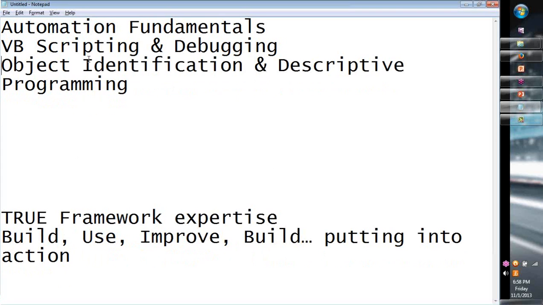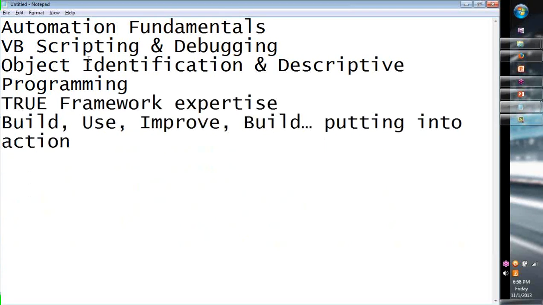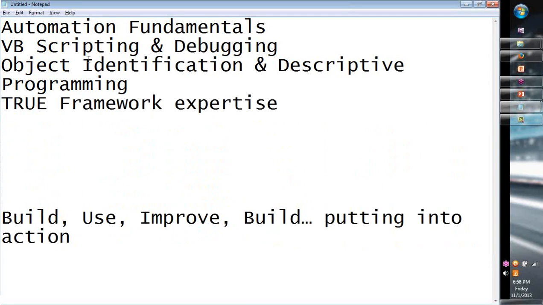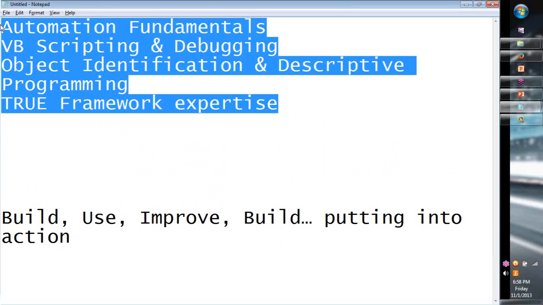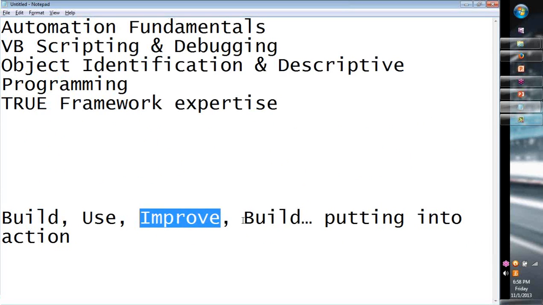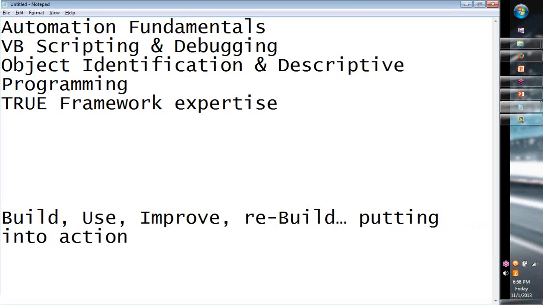The next one is something called true framework expertise. By this, I mean, what are automation frameworks? Why are they needed? What framework to use where? How do we go about building from scratch? And finally, it is all about taking this entire idea, building something, using it, improving it, and then building something again or rebuilding or customizing it further, using it and improving it. That is about it. And then you are an automation engineer expert.